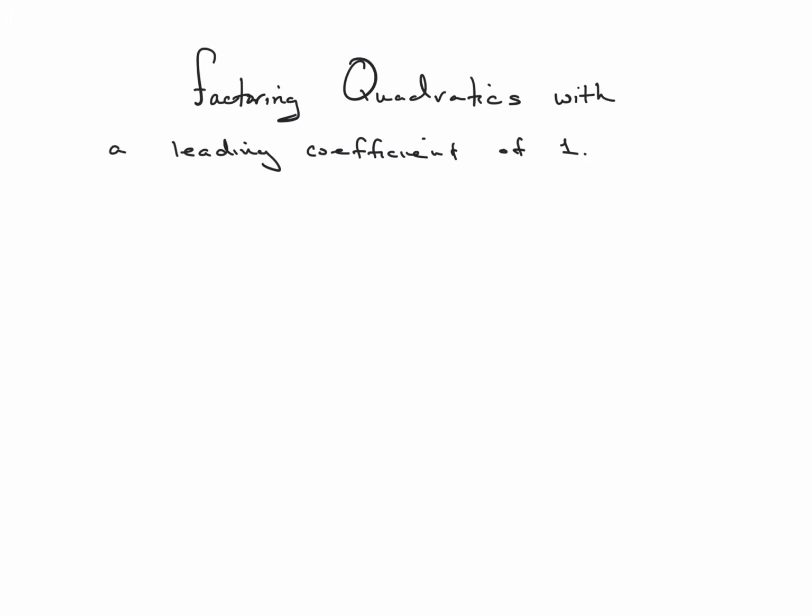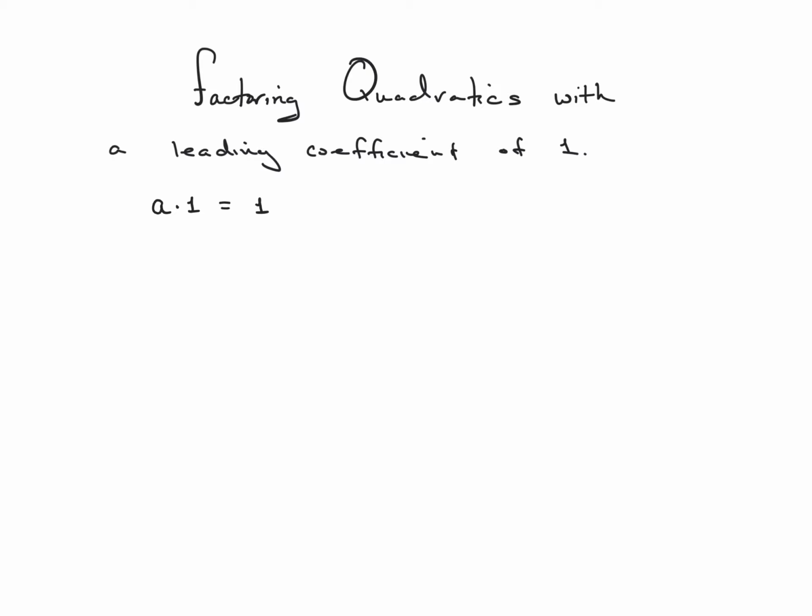Okay, so in this video we're going to talk about factoring quadratics with a leading coefficient of 1. There are some basic properties I want to talk about before we get started. One of the basic properties I want to start with is the identity property of multiplying by 1. What's important is that if you take a number and multiply it by 1, you get itself.